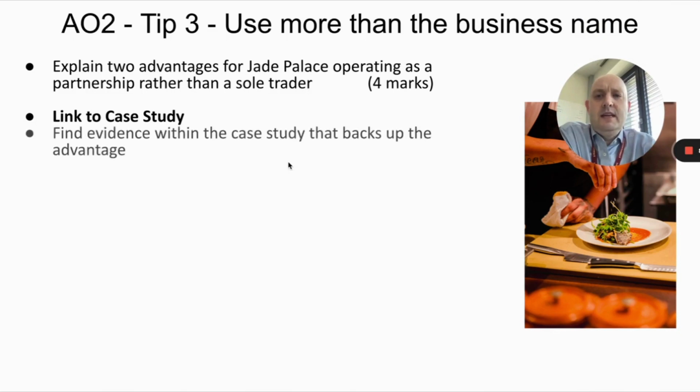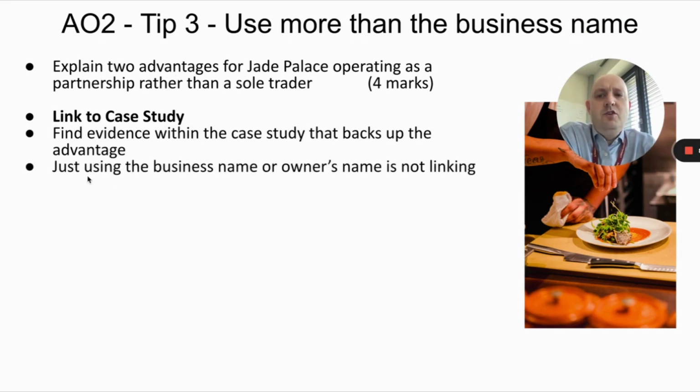So what does that mean? You need to link to the case study. Again, like I said, you need to link the advantage to the case study. But if you just use the name of the business or the owner's name, that is not linking. Just using the name of the business is not making a link. You need to come up with something that's individual to the business in the case study.